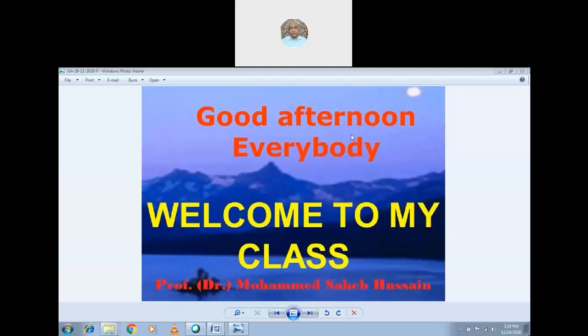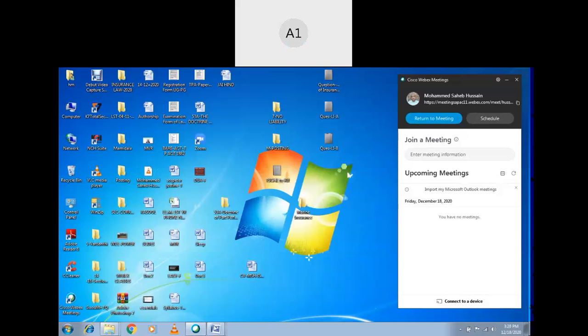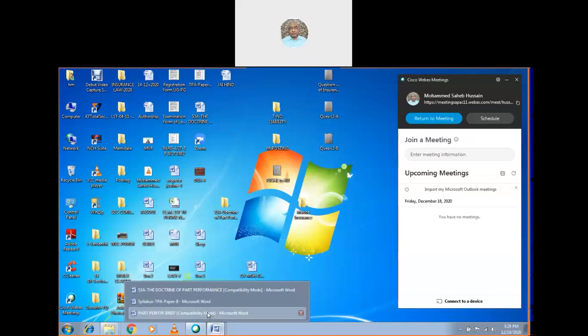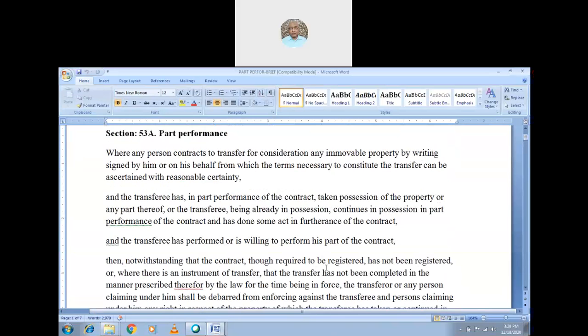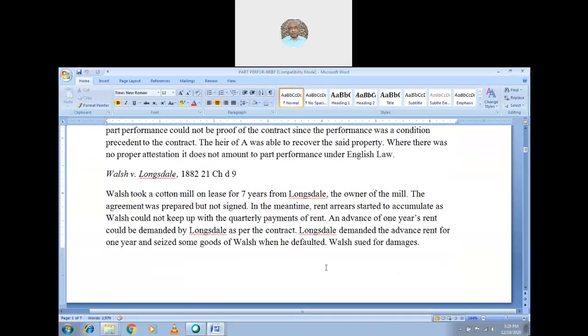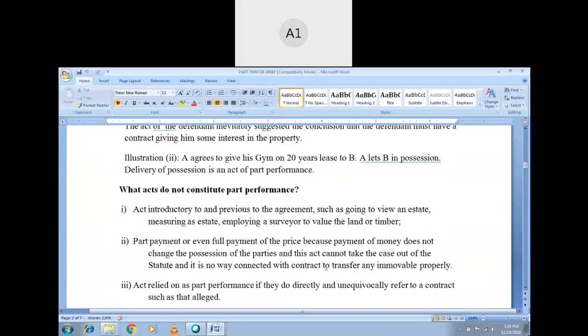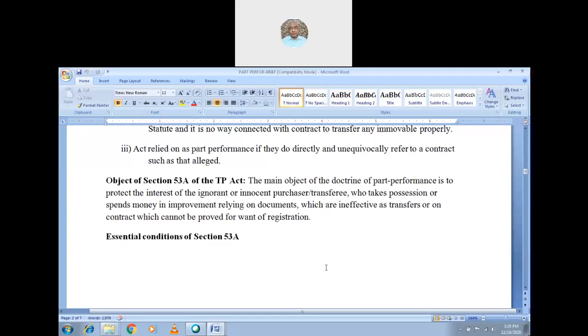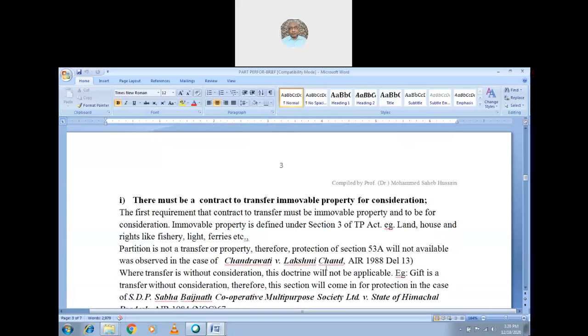So we dealt with part performance yesterday. How much did we cover? We covered Section 53A, part performance, and some of the cases. That is 53 capital A. So we made out the essential conditions of 53A.